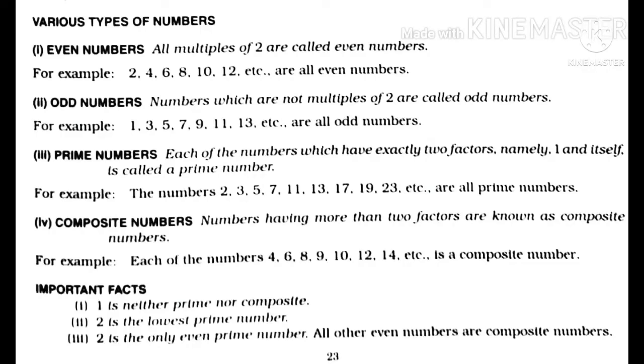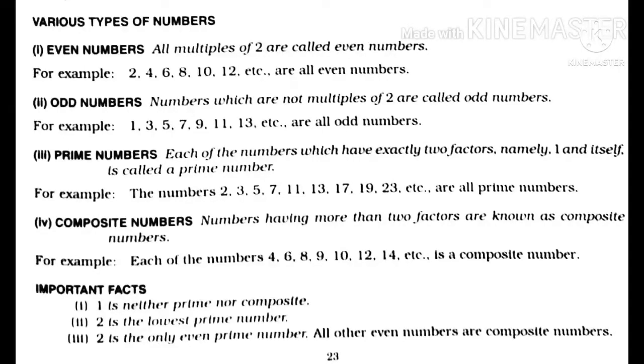Next, we have various types of numbers. Even numbers. All the multiples of 2 are called even numbers. For example, 2, 4, 6, 8, 10, 12, etc. are all even numbers. Or you can understand it in this way also, that if we have 0, 2, 4, 6, 8, these 5 digits in the ones place, they are all even numbers. What are odd numbers? Numbers which are not multiples of 2 or which cannot be divided by 2 are called odd numbers. For example, 1, 3, 5, 7, 9, 11, 13, etc.